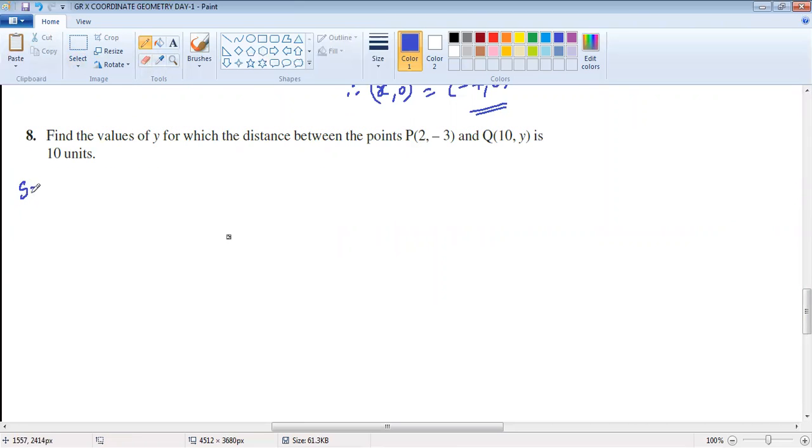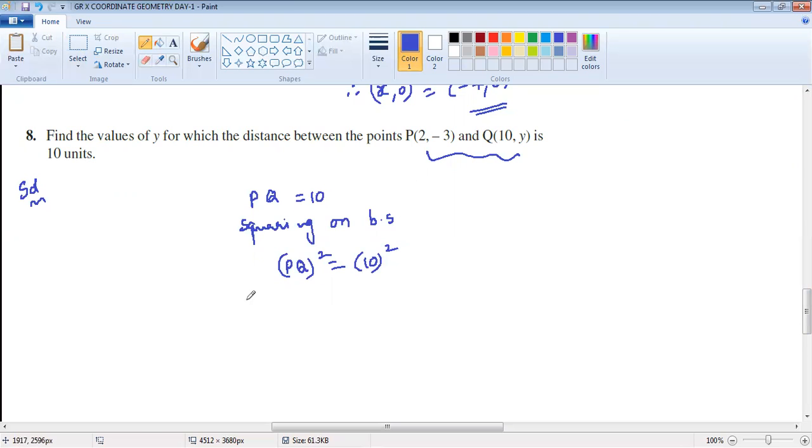Now next one. Find the values of y for which the distance between the points is 10 units. So the distance PQ is equal to 10. Squaring on both sides, we get PQ whole square is equal to 10 square.